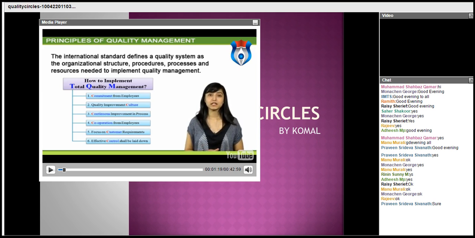What we have seen in this particular slide right now is that there is some international standard being set up to define quality. Everything needs quality. Whenever you are working in an organization, there should be quality in everything.